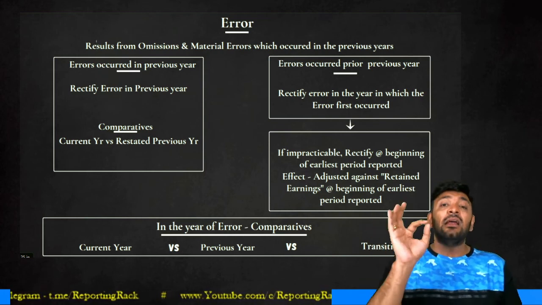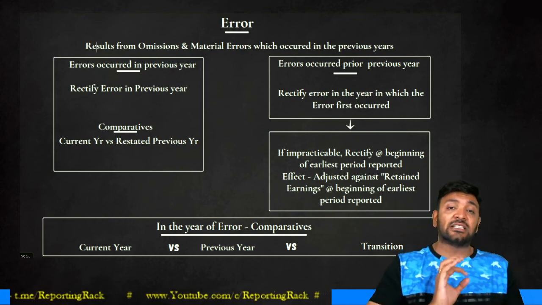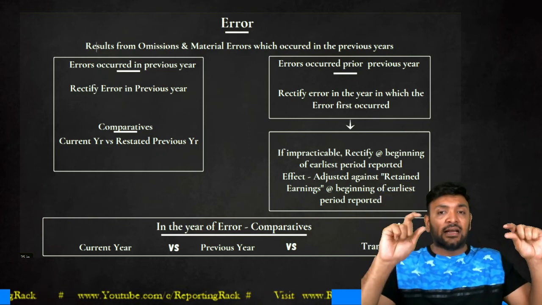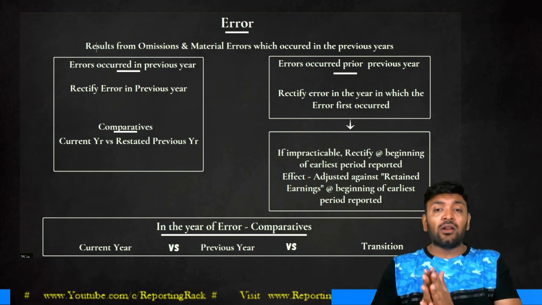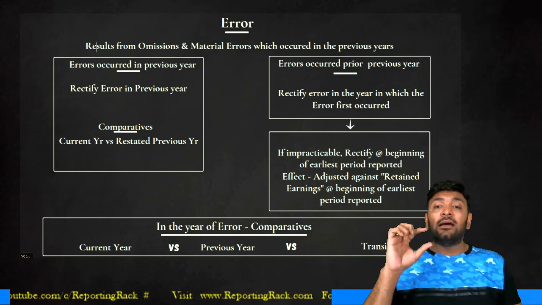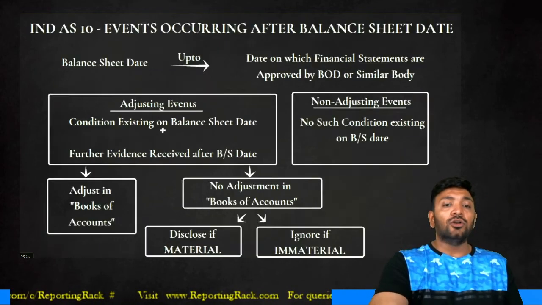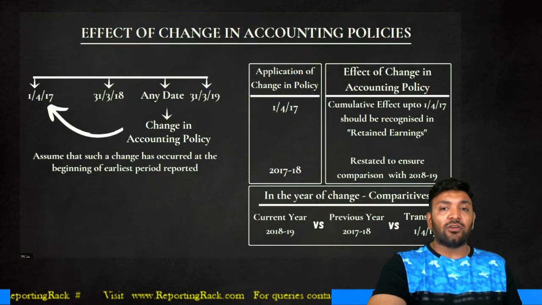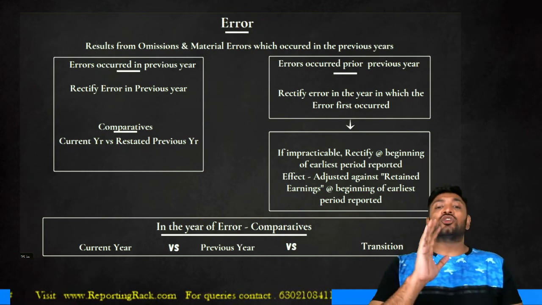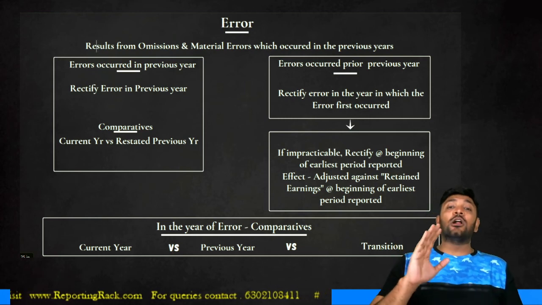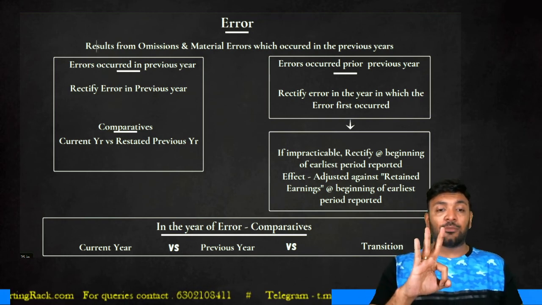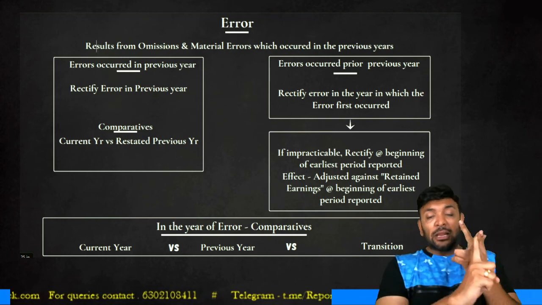Whatever accounting policy is there is retrospectively applied from the beginning of the previous year, and the cumulative effect of that application should be charged to retained earnings. Here also, for rectification of an error, whatever happens at the beginning of the earliest period reported, that effect should be charged to my retained earnings. Clear? So even in the case of comparatives, as far as the comparative is concerned, the current year should be compared with the restated previous year, and also with the date on which the error is given effect to. So that means again, three balance sheets should be given: current year, previous year, beginning of previous year.